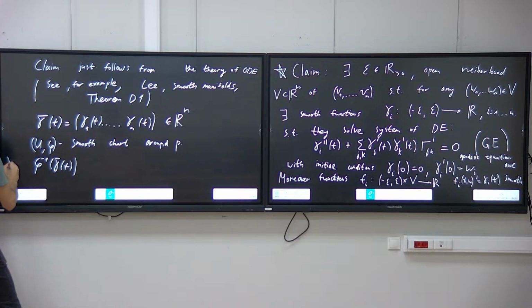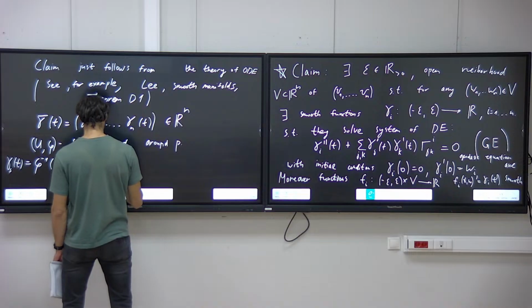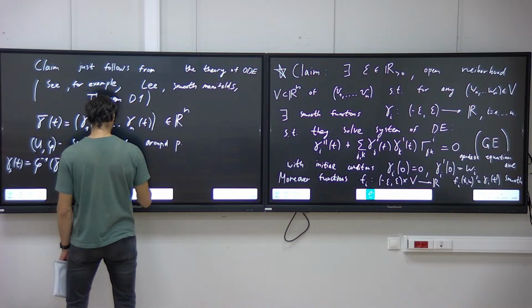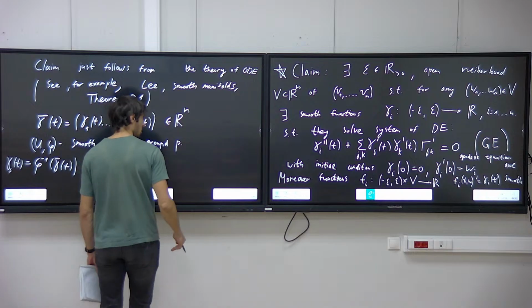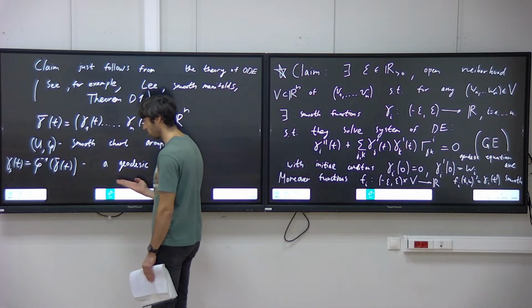And then I denote this as gamma epsilon, or whatever, gamma of t. This is like a piece of geodesic that I have. Well, let me write gamma epsilon. It's not maximal yet, but it's some geodesic, right? This is a geodesic, just by construction.